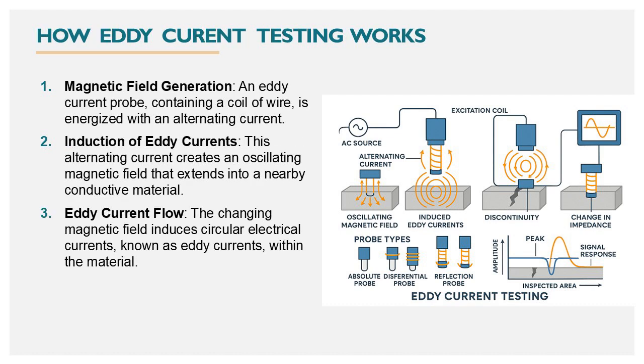How eddy current testing works. Step 1 is magnetic field generation. An eddy current probe, containing a coil of wire, is energized with an alternating current. Step 2 is induction of eddy currents. This alternating current creates an oscillating magnetic field that extends into a nearby conductive material. Step 3 is eddy current flow. The changing magnetic field induces circular electrical currents, known as eddy currents, within the material.